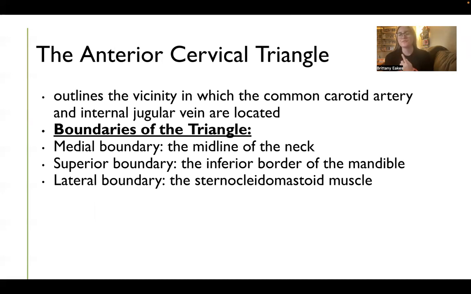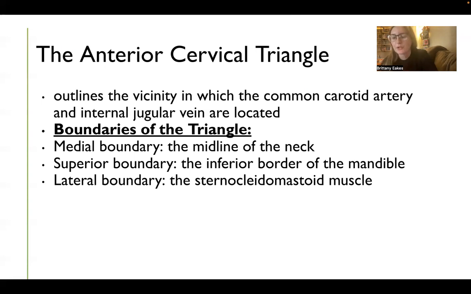triangle. So if I were to take a marker, I'm not going to do this, but we're going to take a marker and draw a triangle to locate those structures. The medial boundary of that triangle would be the midline of the neck. The superior boundary of the triangle would be the inferior border of the mandible, and the lateral border of that triangle would be the SCM or the sternocleidomastoid muscle. So that will form a triangle on the anterior or front part of the neck.